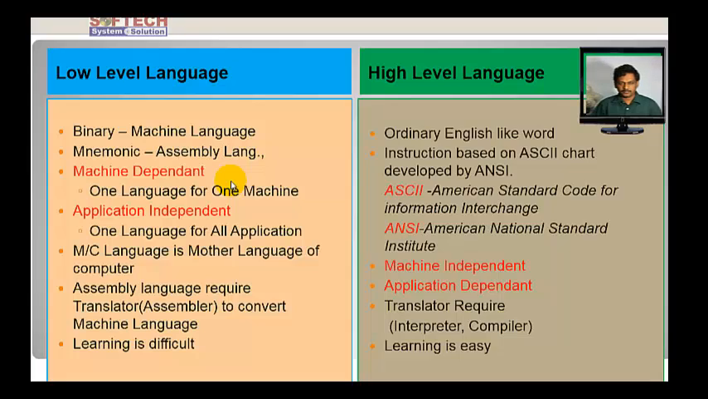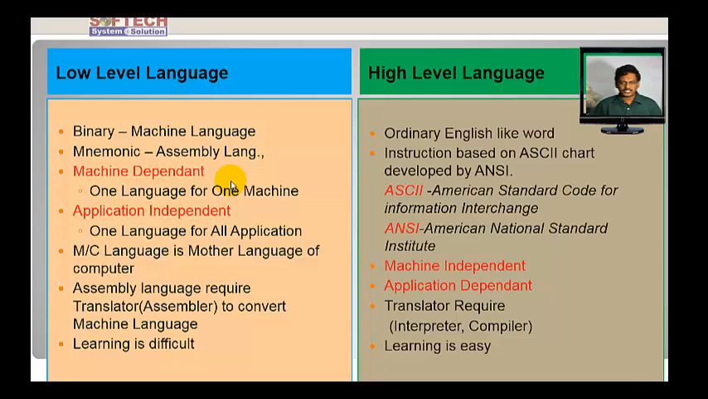This is machine independent. In machine dependent, for example, if we want to write a word processing program like MS Word, it requires a separate program for 8085, because that program is developed using the 8085 instruction set. If we want to write the same word processing software for Z80, then we write new software using the Z80 instruction set. So this is machine dependent. It is one major demerit of low-level languages.